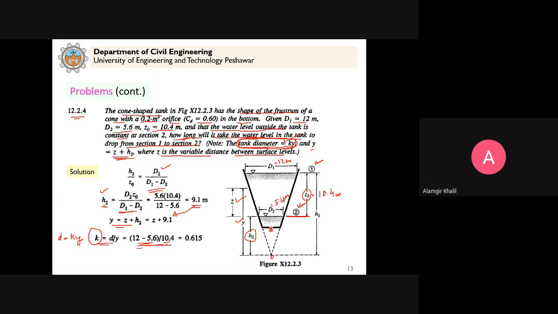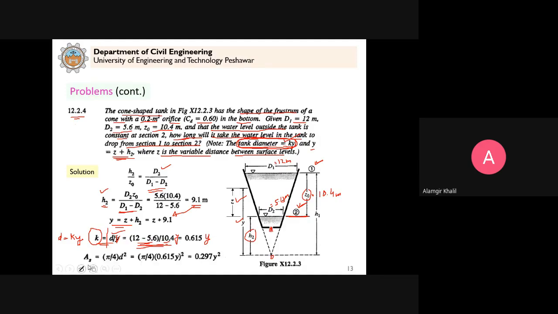This is how this expression is written: in 10.4 the change in diameter is this, multiplied by y, then we can calculate the diameter at any distance. Clear? So d is equal to 0.615 times y. If I remove this y, then d will be equal to this into y, or 0.615 times y. So now the diameter is variable. You put any value for y, you will accordingly get the value for the diameter.